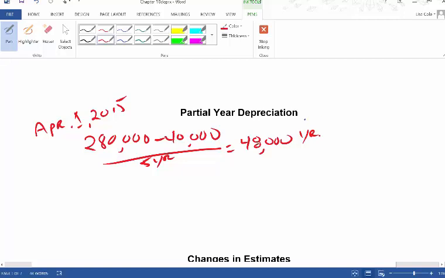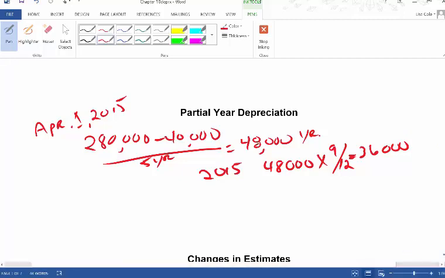But that's assuming 12 months. So if I bought it in April, I didn't have it for 12 months. I had it April, May, June, July, August, September, October, November, December. I only had it for 9 months. And so in 2015, my first year, my depreciation would be $48,000 times 9/12. So I would only get 9 months of that. And so my first year depreciation in that instance would be only $36,000.